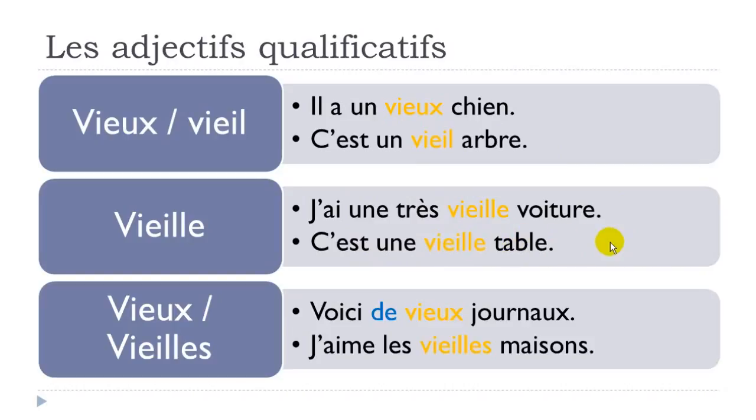And then for the plural form, voici de vieux journaux. So same rule, remember, if you want to put this des, you shouldn't put des but de instead. Okay, voici de vieux journaux. When you put the article les, it doesn't change and it's not a problem. J'aime les vieilles maisons.